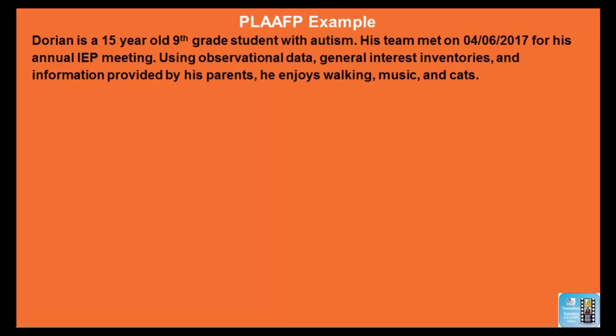Dorian is a 15-year-old 9th grade student with autism. His team met on 4/6/2017 for his annual IEP meeting. Using observational data, general interest inventories, and information provided by his parents, he enjoys walking, music, and cats. This is an introduction, but it includes his disability area, and that through age-appropriate assessments such as observation and interest inventories, as well as parent input, what the student generally likes.